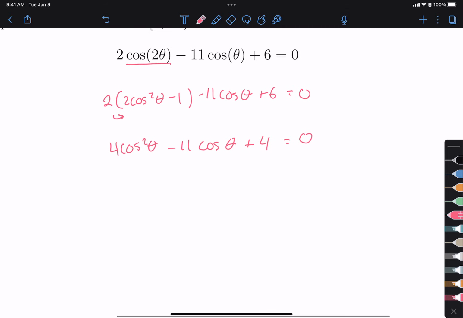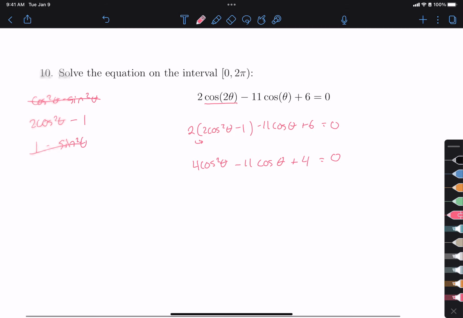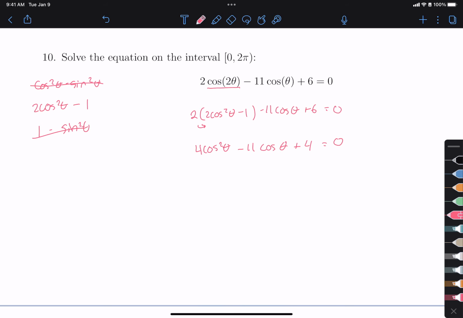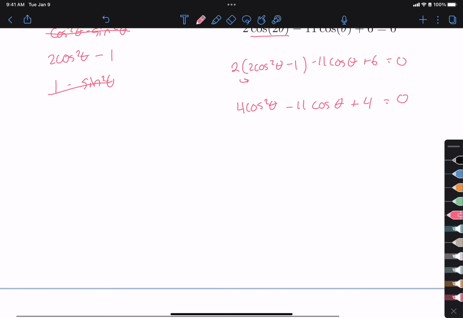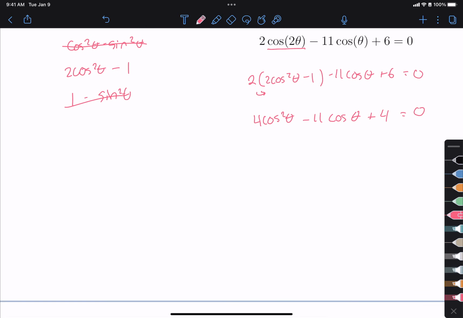Now at this point, we can no longer factor, right? So try as you may, we will not be able to factor this. We're going to need something else. We're going to need the quadratic formula. Oh no.